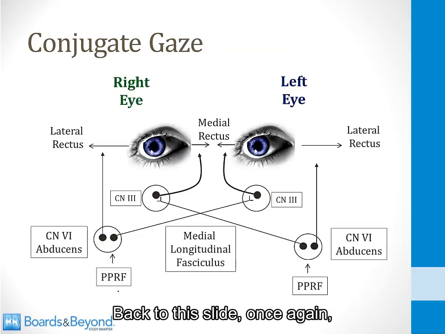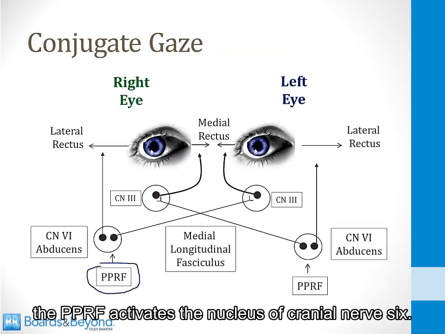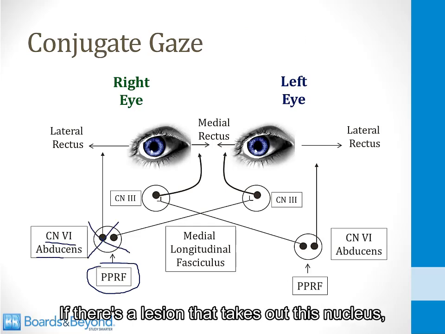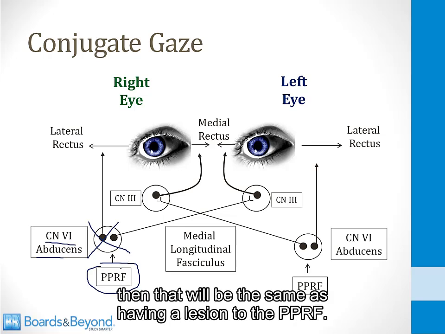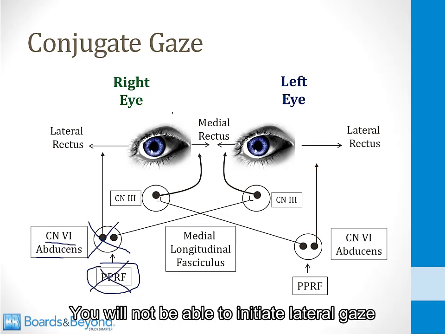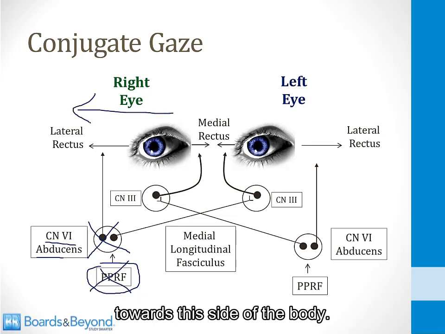That's because the PPRF activates the nucleus of cranial nerve 6, which in turn initiates lateral gaze towards that side of the body. Back to this slide once again, the PPRF activates the nucleus of cranial nerve 6. If there's a lesion that takes out this nucleus, then that will be the same as having a lesion to the PPRF. You will not be able to initiate lateral gaze towards this side of the body.